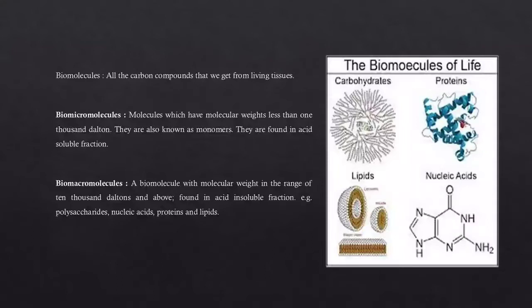Okay. Then there are two types of biomolecules. One we name biomicromolecules and the second is biomacromolecules. The first one, biomicromolecules, are small molecules weighing around 18 to 800 Dalton, which have a molecular weight less than 1000 Dalton. They are also known as monomers because they contain only one subunit of a micromolecule. And these are found in the acid soluble fraction.